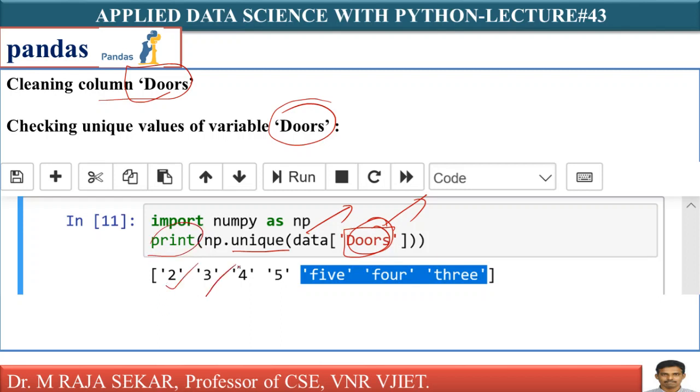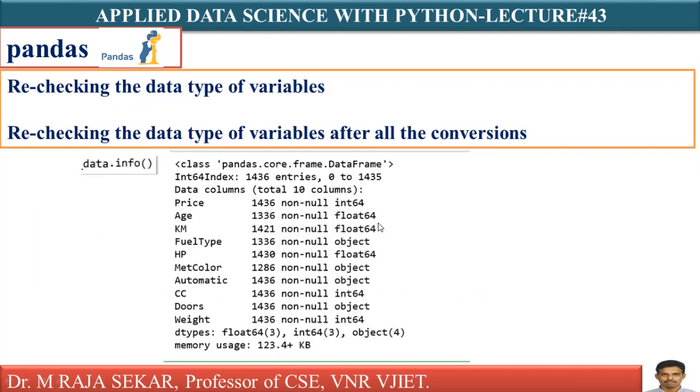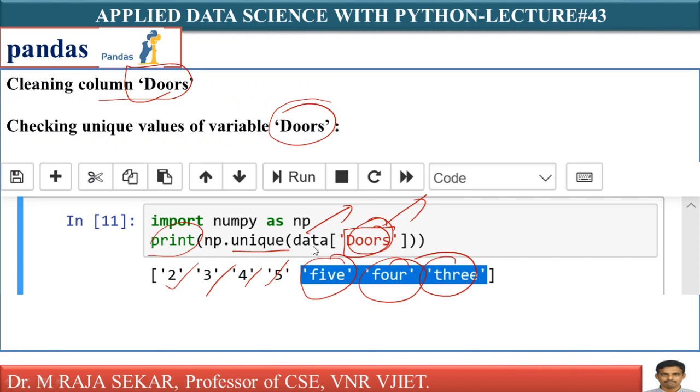What are the unique values? 2, 3, 4, 5, five, four, three. I have difficulty, isn't it? They are in single quotes. The system is treating it as an object. Just see what is the doors data type here. Just see, doors data type is object, isn't it? Why is this doors data type object? Actually doors data type must be integer. Why? Because a car's number of doors may be 2 doors, 3 doors, 4 doors, something like that. It cannot be an object data type. It's a wrong data type. Therefore, you have to correct it.